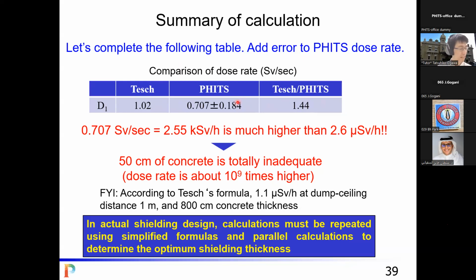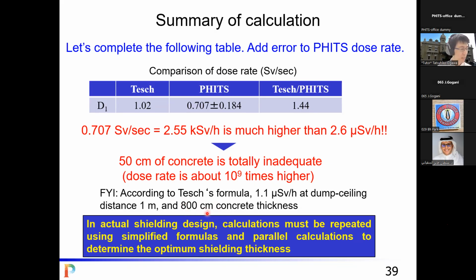And what we can learn from this calculation is that 0.7 or 0.5 sievert per second is much higher than the dose limit, which is 2.6 microsieverts per hour. This is terribly high. So the lesson learned is 50 centimeter of concrete is totally inadequate, too thin. And Tesh formula says that the concrete has to be 800 centimeter thick.